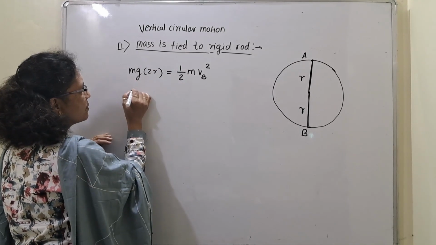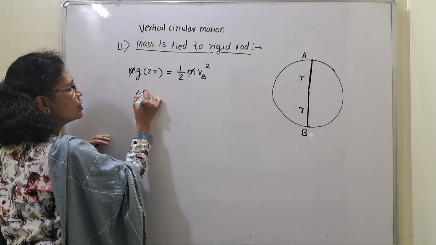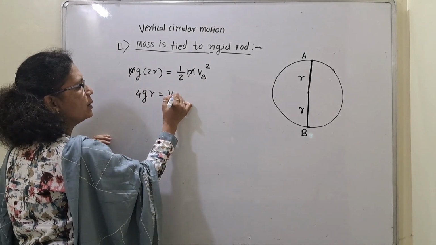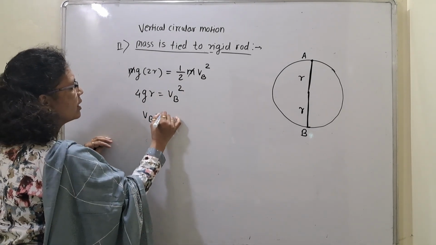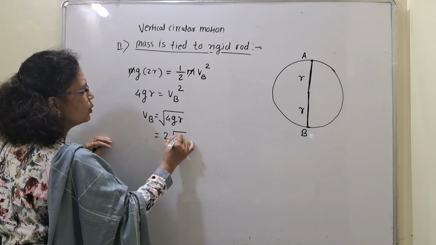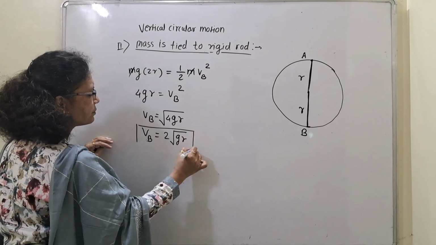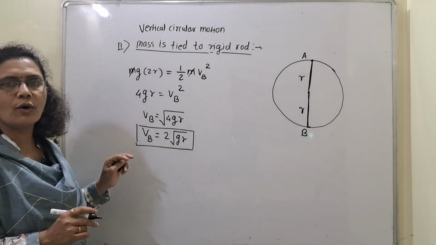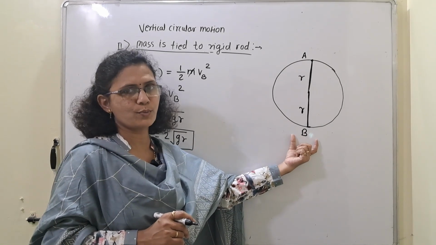This 2 will be multiplied here, m will get cancelled. Therefore, 4gr is equal to vb square. Therefore, Vb is equal to under root 4gr, and that becomes 2 under root gr. This will be the velocity of the particle at the bottommost position.